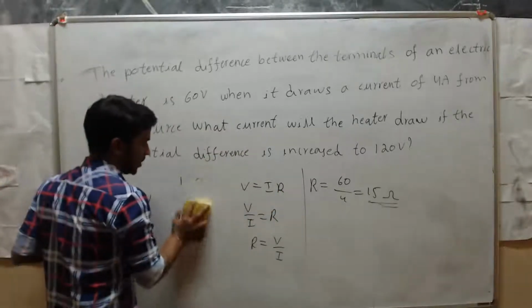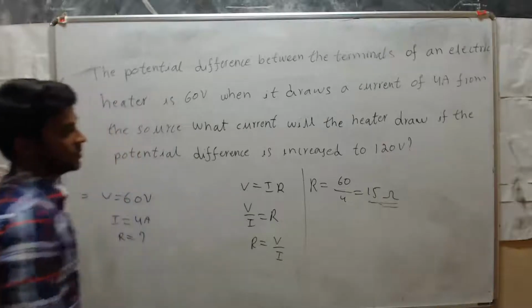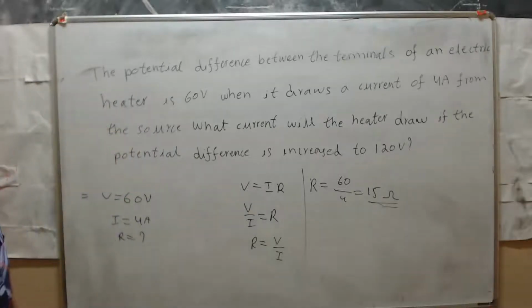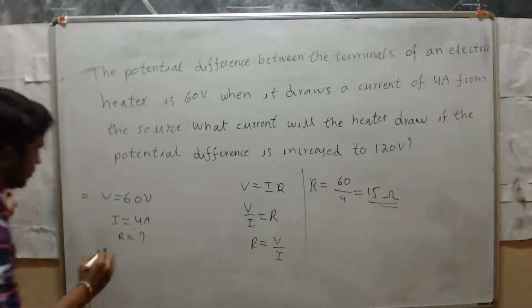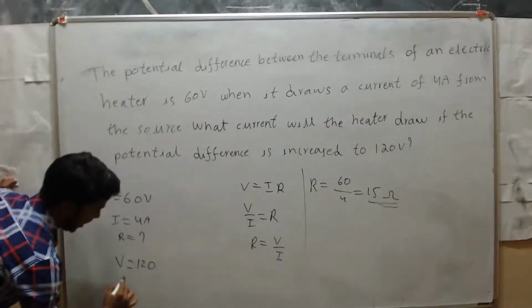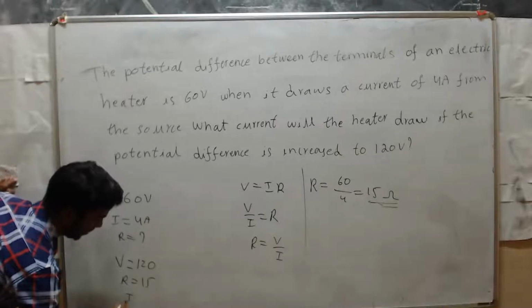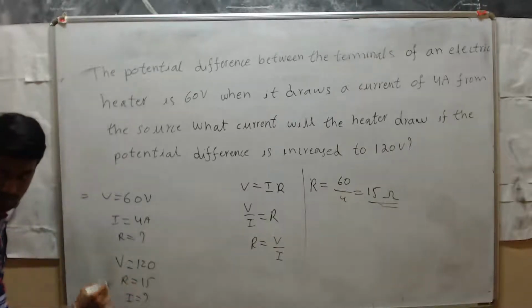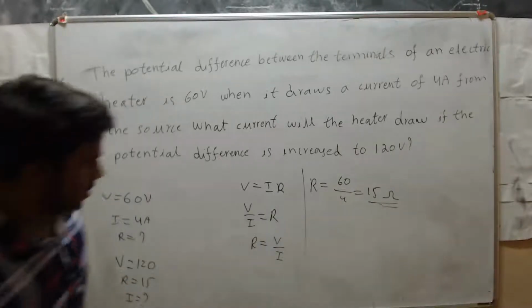Okay, yes. So now calculate what is the current if the voltage is changed to 120 volts. So in the second case, V is equal to 120, then R is equal to 15 ohm. We need I. Okay.